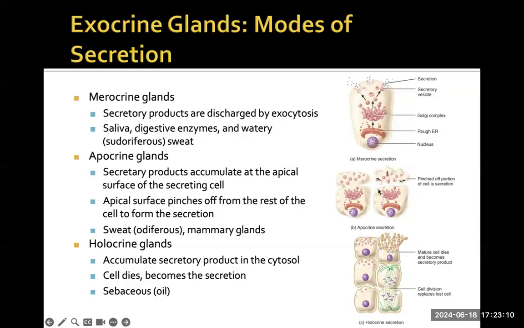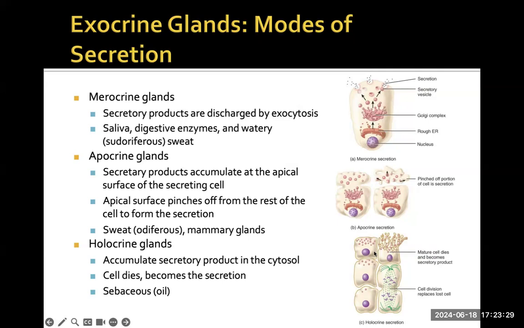They're going to secrete the products they accumulate at the apical surface of the secreting cell. So it's going to essentially push all the products out to the free surface, and then it's going to kind of pinch off and release the whole top portion. An example here is sweat or mammary glands.